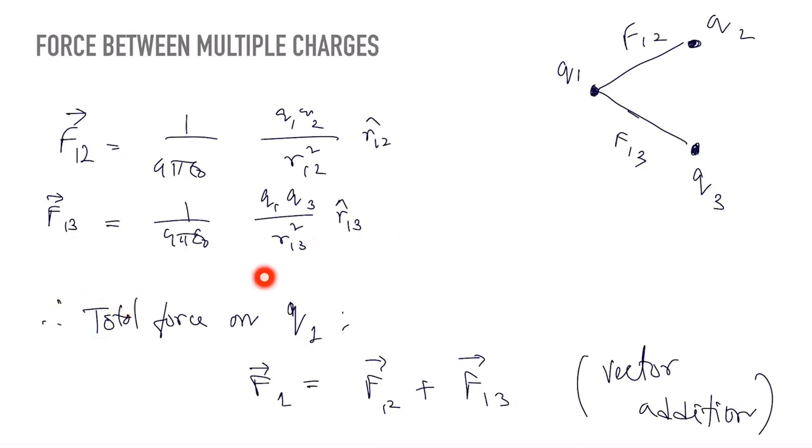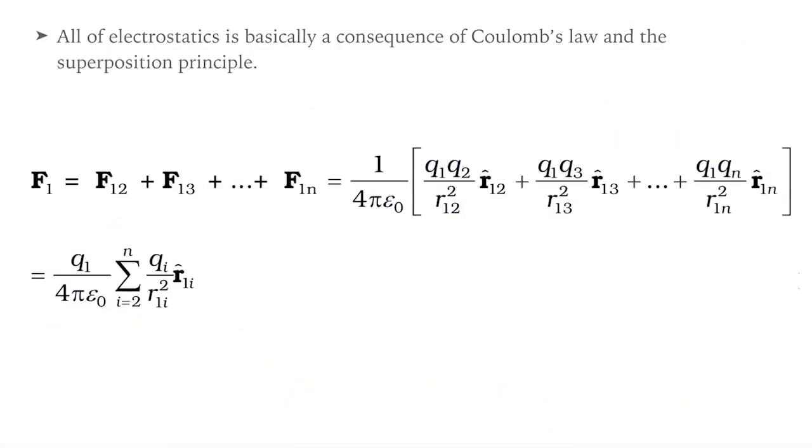Now the total force on this charge Q1 would be given as F1 equal to the summation of F12 and F13. This would be a vector addition since force is a vector quantity. This is not limited to 3 charges, it can be expanded for n number of charges. If in a system we have n charges, the force on the charge Q1 will be given by F1, with this expression, which is the vectorial summation of the force experienced from each and every other charge.